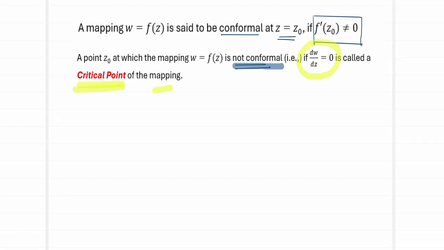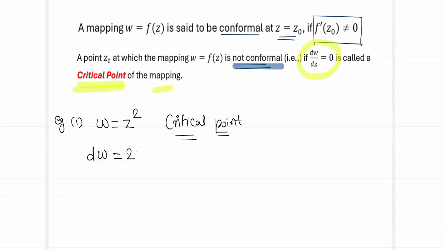So we will see some examples to find out what the critical points of a transformation are. Example number 1. Let us consider the transformation w equal to z square. Let us find the critical points of this transformation. To find the critical point, let me estimate dw by dz. Differentiating on both sides, I have dw equal to 2z dz. So dw by dz will be equal to 2 times z.